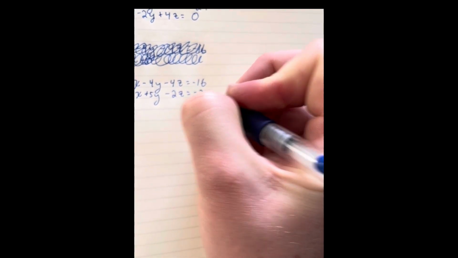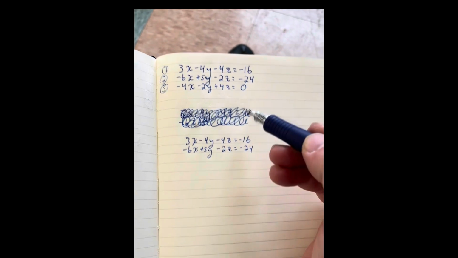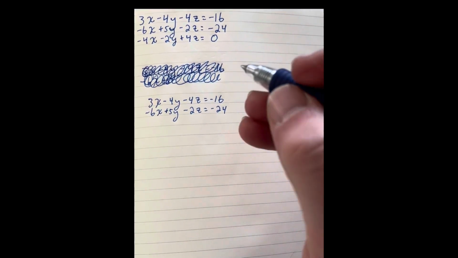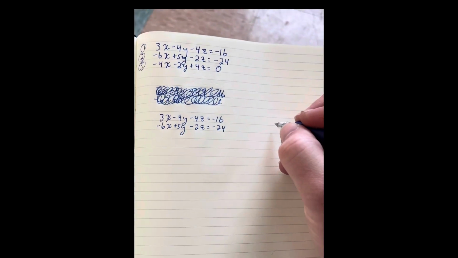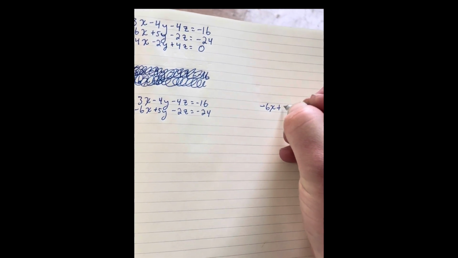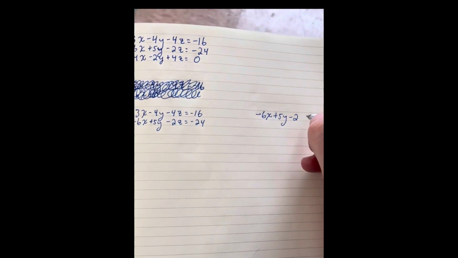Minus 2z equals negative 24. I'm going to make sure I have all my negatives correct because that was the mistake that we made yesterday. We lost track of a couple of our negatives. Okay, now I'm going to take equations 2 and 3 and write them right next to it. It's totally okay that we're going to use that second equation twice in order to start our elimination adventure.